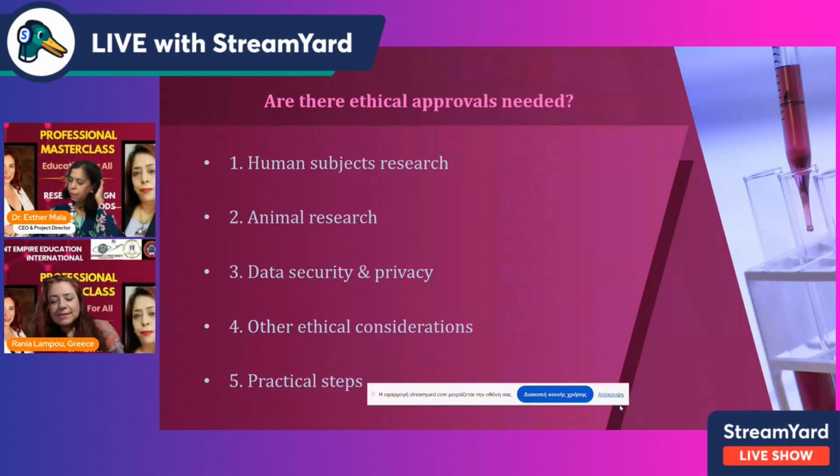Some practical steps include checking for funder requirements. Some grants will not award funding until approvals are obtained. Submit early, as ethical review boards may take weeks or months to process applications. Include documentation in your proposal. Often a section is required on ethical considerations, with copies of approval letters if available. So ethical compliance is not just a formality. Remember this: reviewers often judge your proposal's feasibility and integrity based on how well ethical issues are addressed.